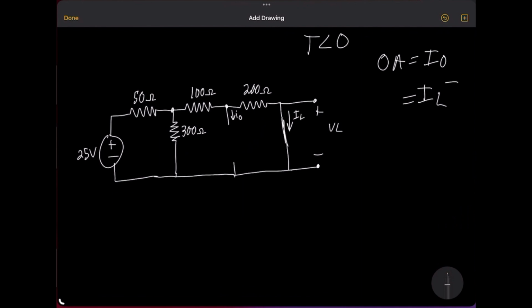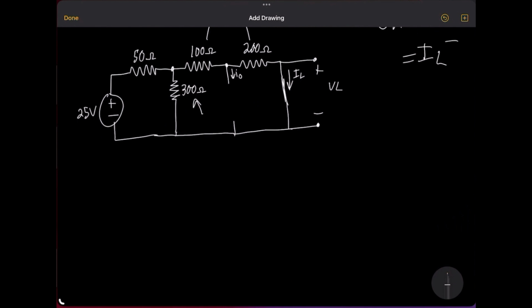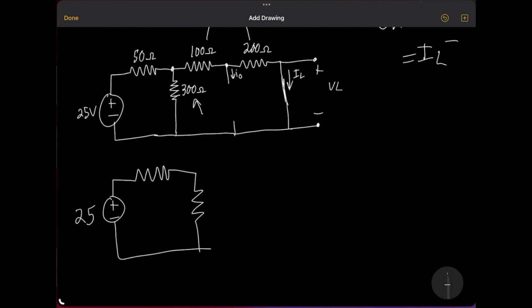So 200 and 100 are in series. These are in series, which is in parallel with that 300 ohm. So let's rewrite that. So we got that 50, and then that's all going to replace a single resistor, which I didn't calculate the value yet, but we'll get to that. All right, let's figure out what that value is. Let me grab my calculator. And that number we get is 150 ohms.